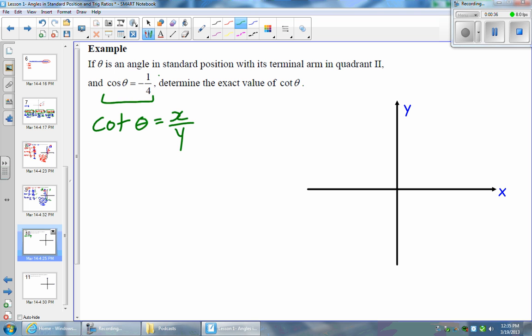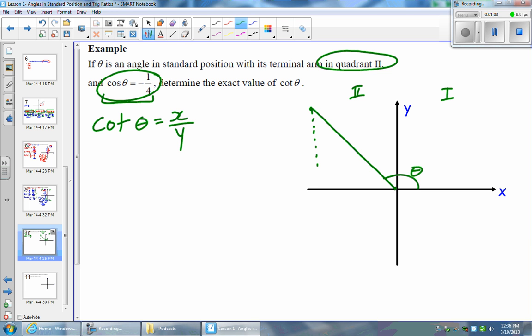So that's all going to come from the fact that we have this ratio, cosine theta is equal to -1 over 4. Also, they give you a clue here where this angle is. It tells you that the angle terminates in quadrant 2. So here's your quadrant 1 and here's your quadrant 2. So whatever this point is, it's going to be somewhere in this quadrant. So that is theta, and using that terminal arm, you're going to once again create some sort of right angle triangle, and we want to define those sides.